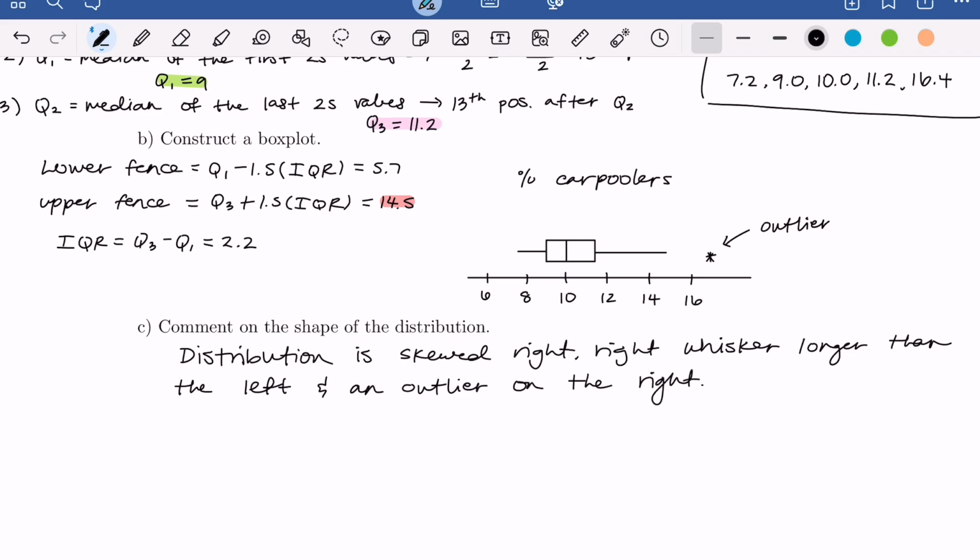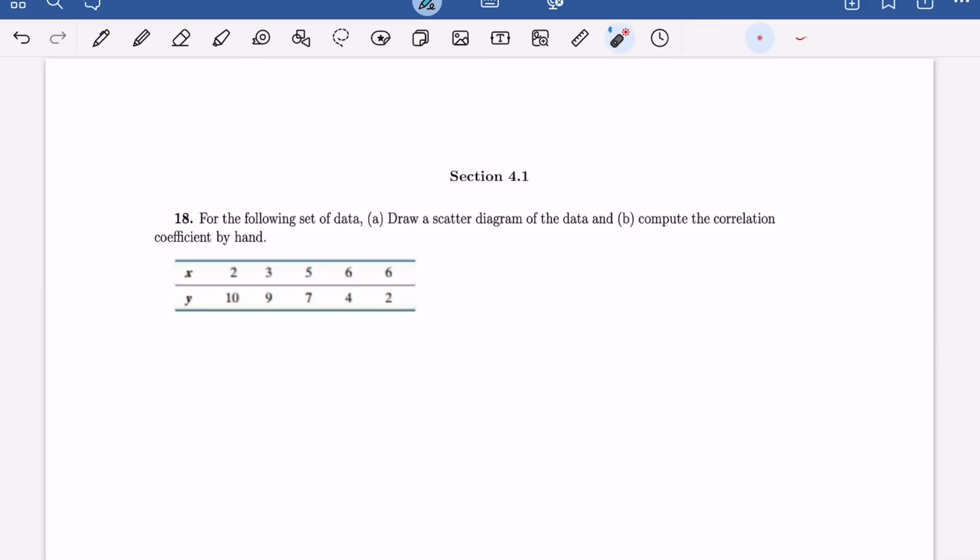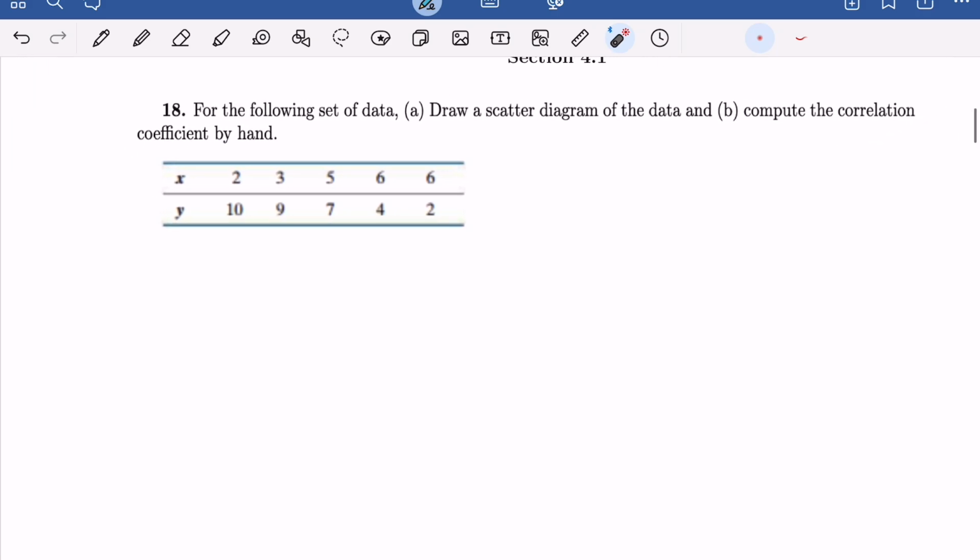So this distribution is skewed to the right. All right, so this brings us to section 4.1. For this first example, we're given a set of data, and we first want to draw a scatter diagram of this data and then compute the correlation coefficient by hand. So let's start with part A here.